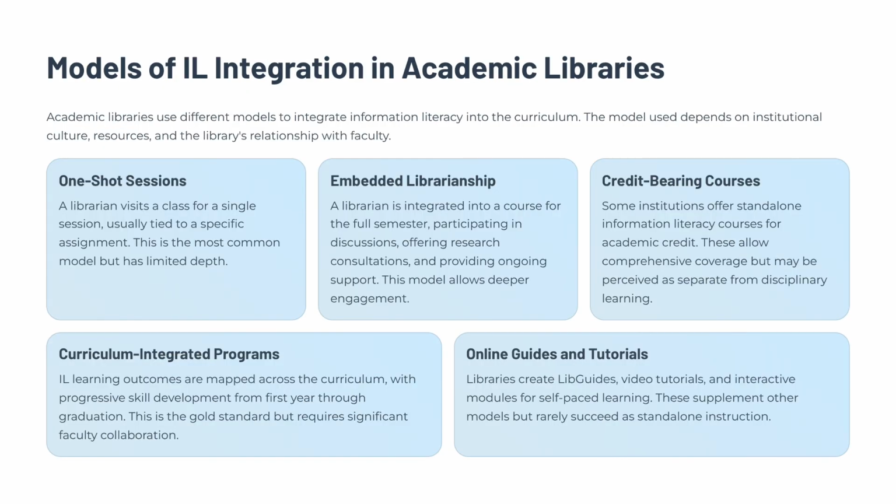So how do academic libraries actually deliver information literacy instruction? There are several models, and the one a library uses depends on institutional culture, resources, staffing, and the library's relationship with faculty. The most common model is the one-shot session. A librarian visits a class for a single session, usually 50 minutes, sometimes 75, typically tied to a specific assignment. This is the bread and butter of academic library instruction.